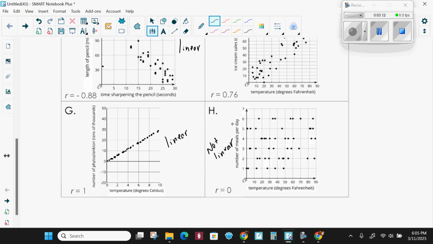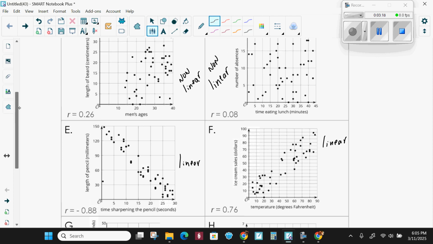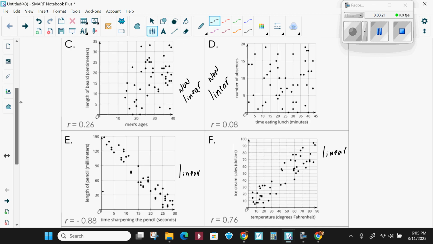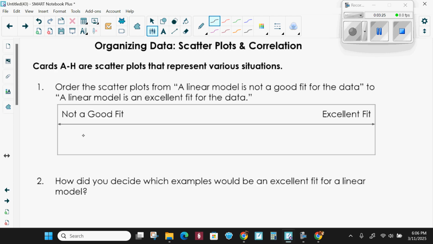Okay, so if we're going to go here, let's see, we have A, B, E, F, and G look very linear, and the other three do not. So not a good fit. Let's see, A, B, E, F, and G. So these over here would be C, D, and H are not a good fit.